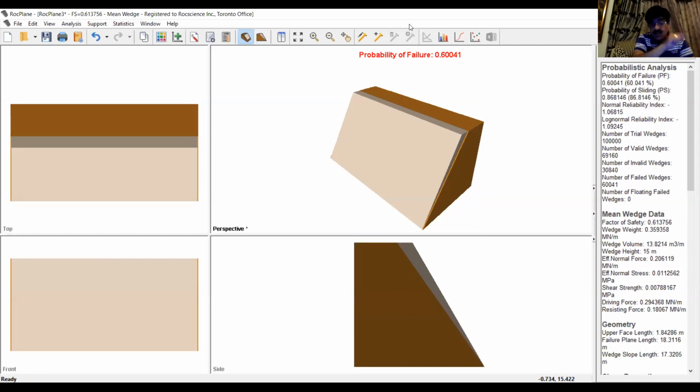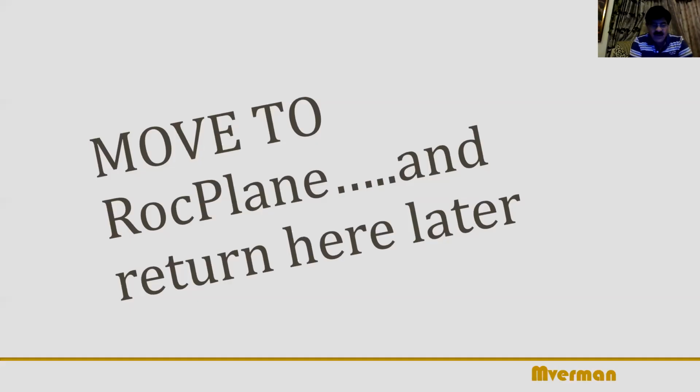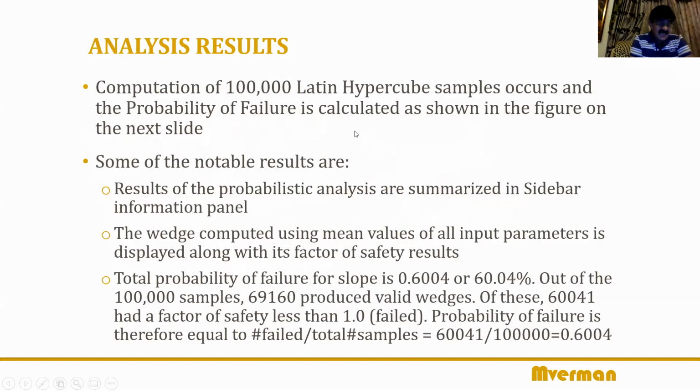At this stage, let me go back to the presentation where I'll discuss all these things. So let me go back to that PowerPoint presentation. Okay. So you saw the probability of failure as 0.600 something. And what this analysis did, which we've just run, was a computation of 100,000, because remember, we specified that many samples, 100,000 Latin hypercube samples, and the probability of failure, which you saw calculated, was 0.6004.